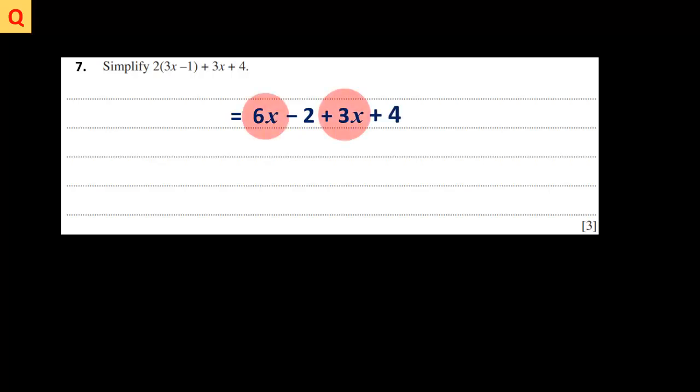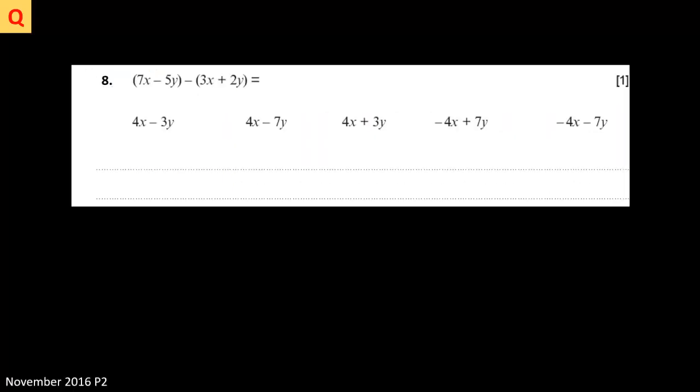Let's put circles around the x's. 6 of them plus 3 of them, 9x. And then let's have a look. Squares round the numbers on their own. Minus 2 plus 4 plus 2. That's it, simplified. 3 marks for that, not bad, is it?